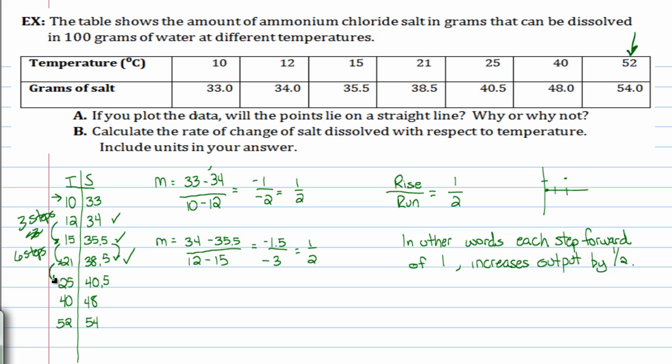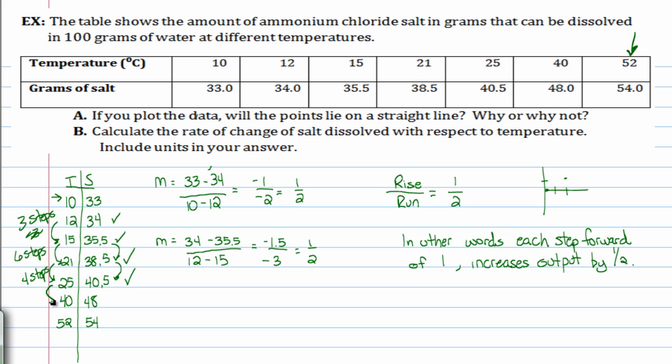The next, from 21 to 25, is 4 steps. Well, that should increase by 4 sets of halves, or in other words, 4 times a half is 2. So I should step forward by 2. And look, 38.5 plus 2 is 40.5. So I'm using that slope addition property that I mentioned in the last lecture, that if you step by 1, then your output increases by the slope.